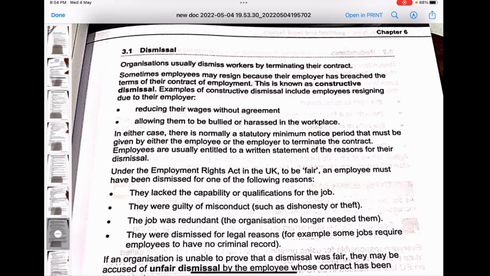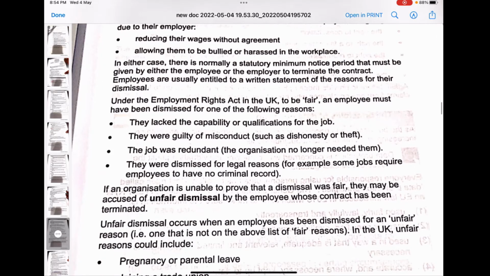And what is constructive dismissal? Sometimes the worker is forced to leave. On document, it shows that the worker has left by himself, but that's because the employer has breached the contract. For example, reducing the wages without agreement, or allowing them to be bullied or harassed in the workplace. So they are not directly firing them, but they are doing things which force the employee to leave themselves. That is known as constructive dismissal, which is also unfair.